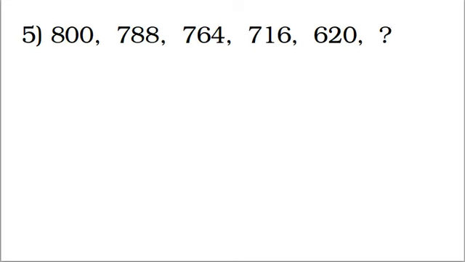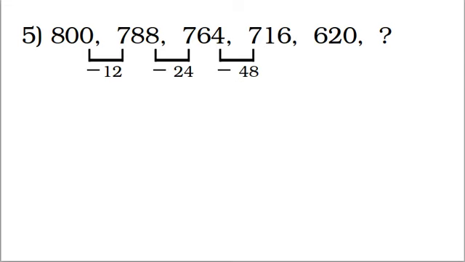Now question number 5. 800 and 788. Difference between these two is 12. As the value is being reduced, let us say minus 12. 800 minus 12 is 788. 788 minus 24 is 764. 764 minus 48 is 716. 716 minus 96 is 620.